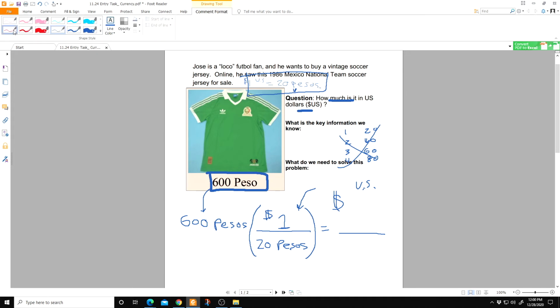If I go here and I change the color, the pesos are gonna cancel out, boom. And you're gonna do 600 times 1, that's 600. And then we're going to divide it by 20, which is that right there. And you're left with the US currency. So 600 divided by 20, that is $30. So now we know that if you wanted to buy this t-shirt online, 600 pesos is 30 bucks. So you would need to have $30.